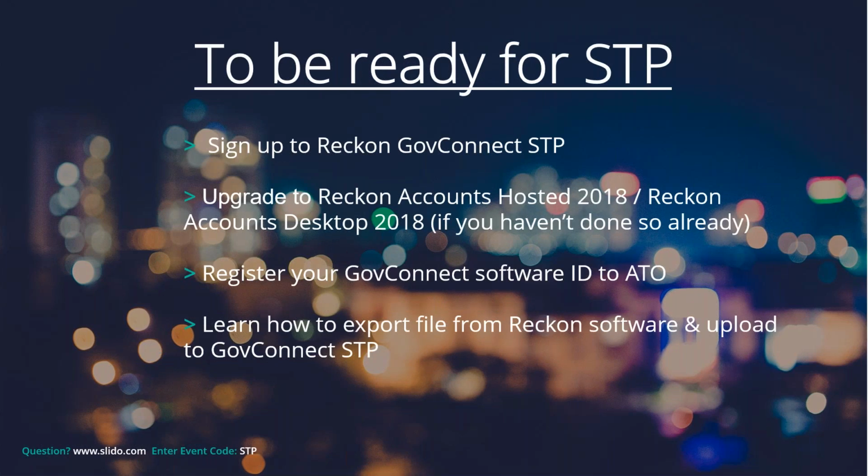What do you need to do to be STP ready? Firstly, sign up for the Reckon GovConnect STP. Make sure that your Reckon Accounts desktop is upgraded to at least 2018, if not already done so. Register your GovConnect software ID to the ATO, and learn how to export your STP information from the Reckon software and upload it to GovConnect STP.